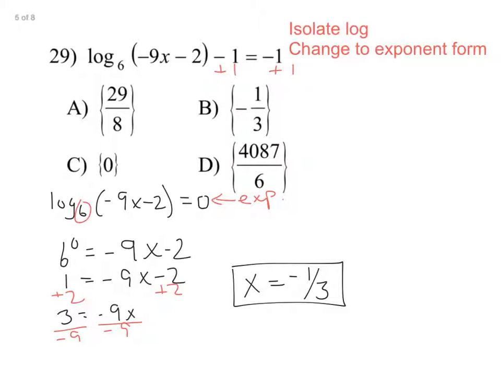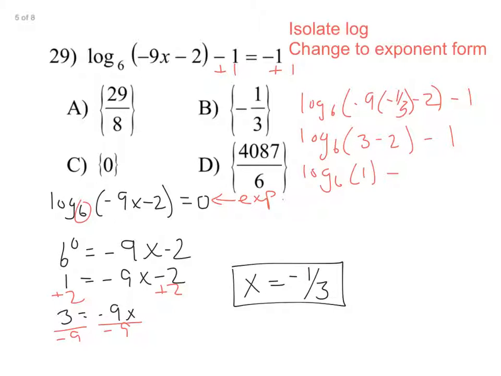And then I just want to check it real quick just to make sure that it does work. So I get log base 6, negative 9 times negative 1/3 minus 2 minus 1. Okay, and then trying to evaluate here. We get negative 9 times negative 1/3, so that'd be positive 3 minus 2. And 3 minus 2 is 1. And log base 6 on 1 is going to give us the exponent we need to raise 6 to in order to get 1, which is 0. And then 0 minus 1 would be negative 1. So it does check out, so I can be confident in my answer.